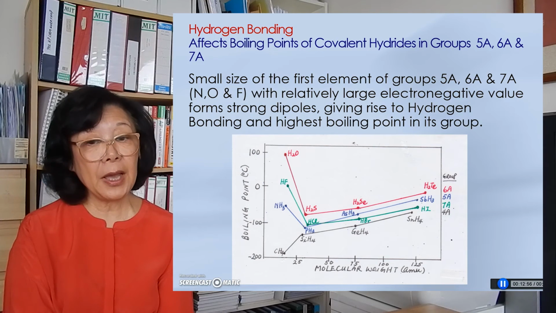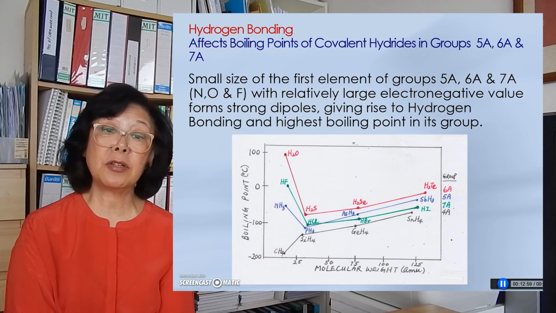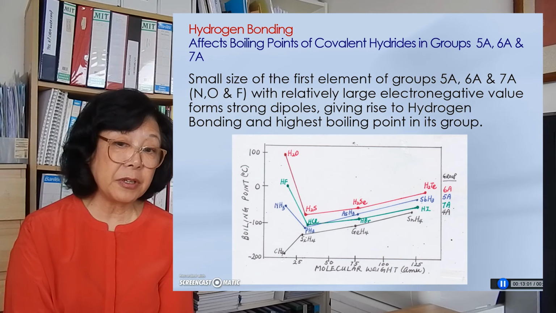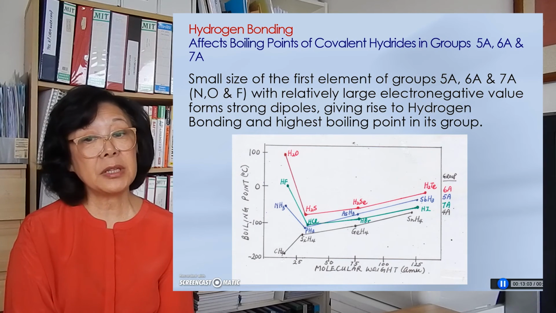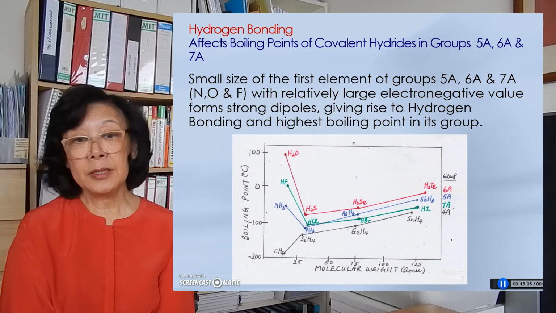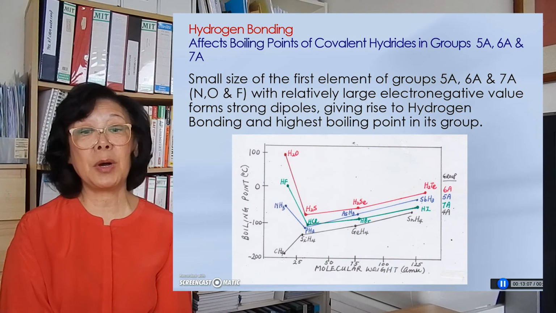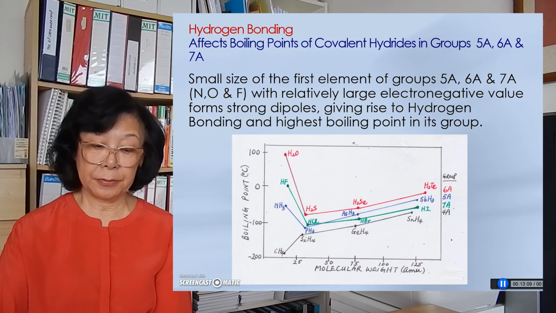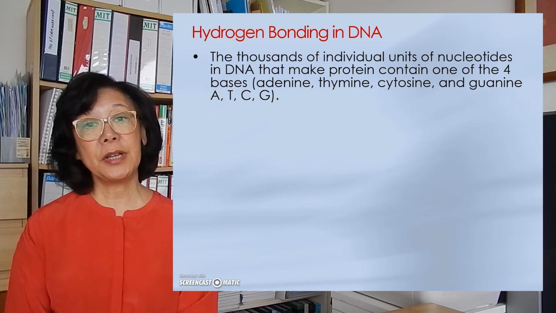However, with group 4A, you can see methane follows the normal trend of decreasing boiling point. It is the smallest molecule in that family, but it doesn't have hydrogen bonding, and that accounts for why it has a low boiling point. Now, there's hydrogen bonding in DNA.